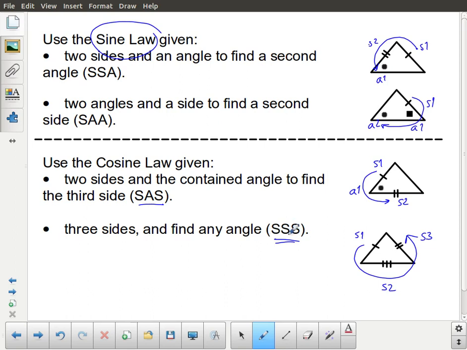Using cosine law with side, side, side, well, I have the 3 sides which are known, so the only unknowns are angles, so I can use this to find any angle.